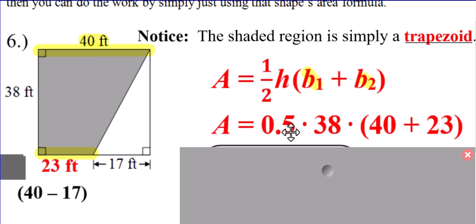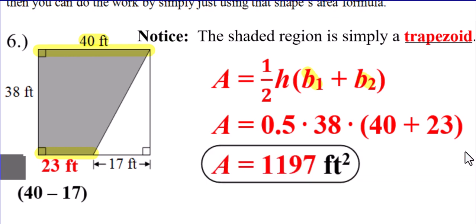If you want to keep 1/2 as 1/2, you may. I like to keep it 0.5. It's easier to punch into my calculator. All right. You can enter this whole thing into your calculator if you know how to use your parentheses keys. If you're not comfortable using your parentheses keys and you would rather take 40 plus 23 first and get 63 and then multiply 63 times 38 and 1/2, that is fine with me. The answer you should get is 1,197. Again, everything was in feet, so the area is square feet.